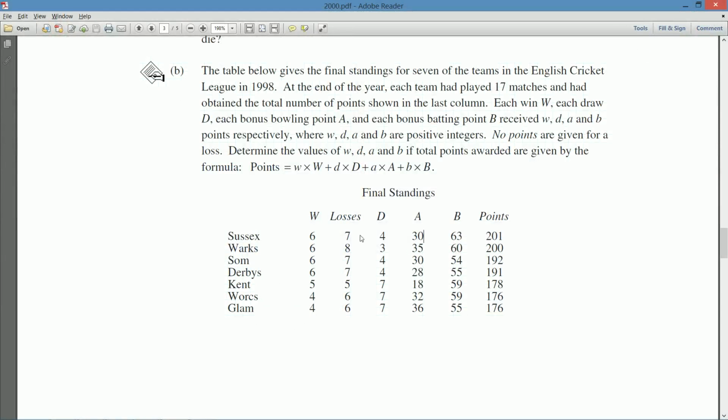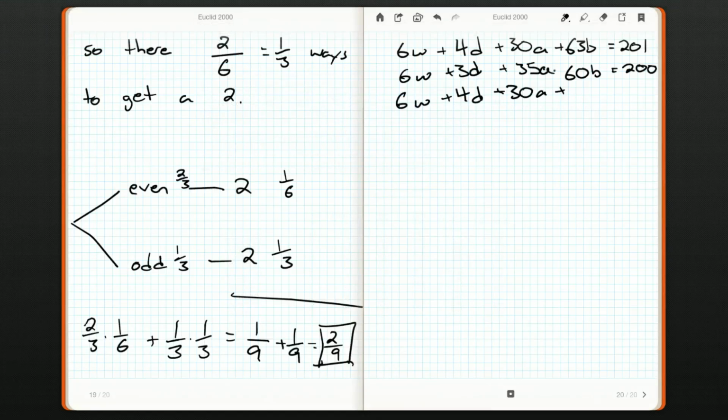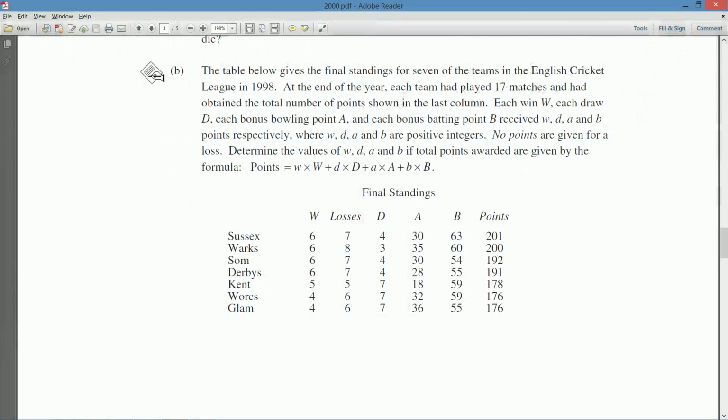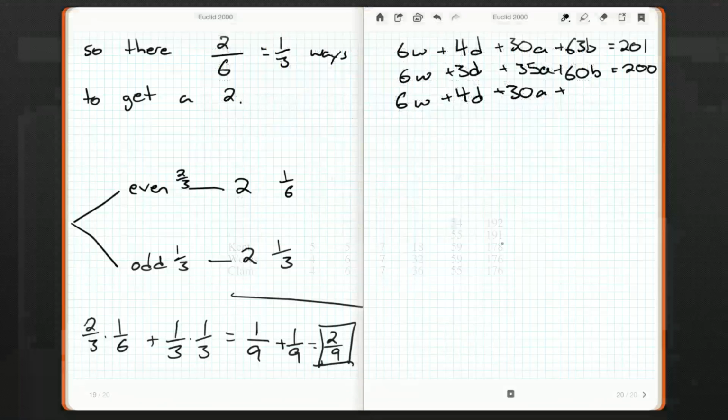The next line, again, we ignore losses. So 6 wins plus 3 draws and 35 bowling points and 60 batting points gives us 200. And I think we have 6 wins, 4 draws, 30, and I cannot remember what the last number of the next row was. 54, and that gives us a total of 192 points.